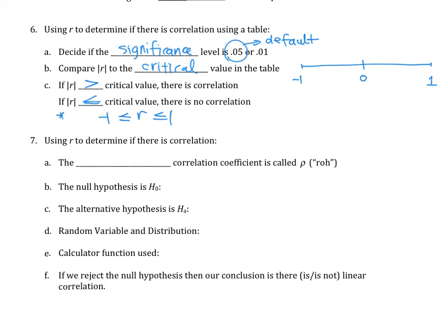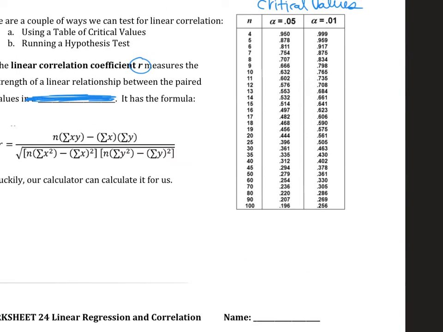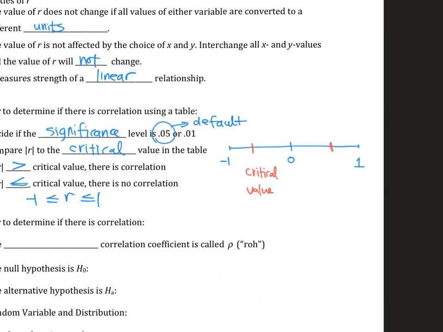So critical value. Again, critical values depend on your sample size, 4 through 100, and your alpha, most likely 0.05. So 0.95, 0.666, whatever. These are all different critical values. So the critical value is going to be something. In the table, it only gives you the positive, but you can just think of it as positive and negative.